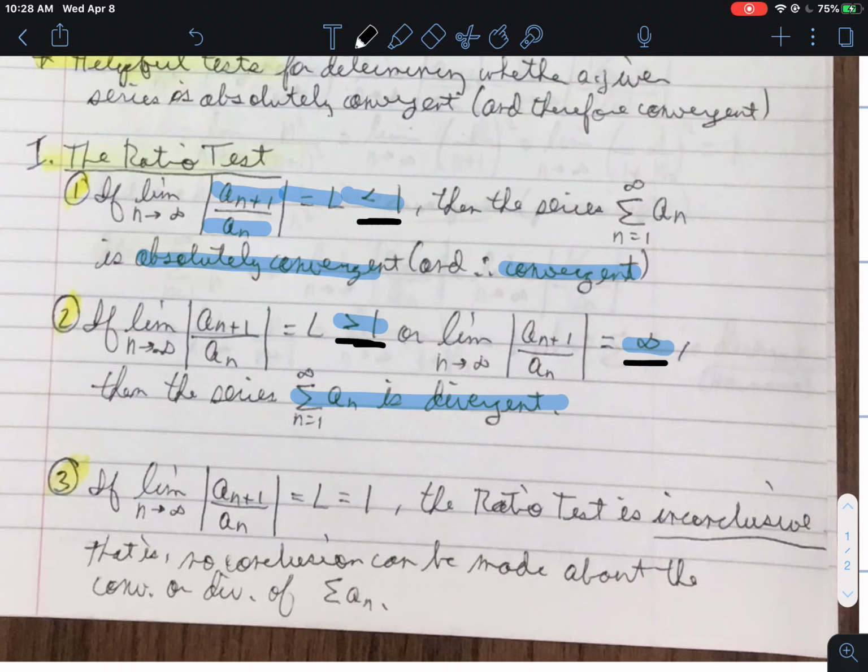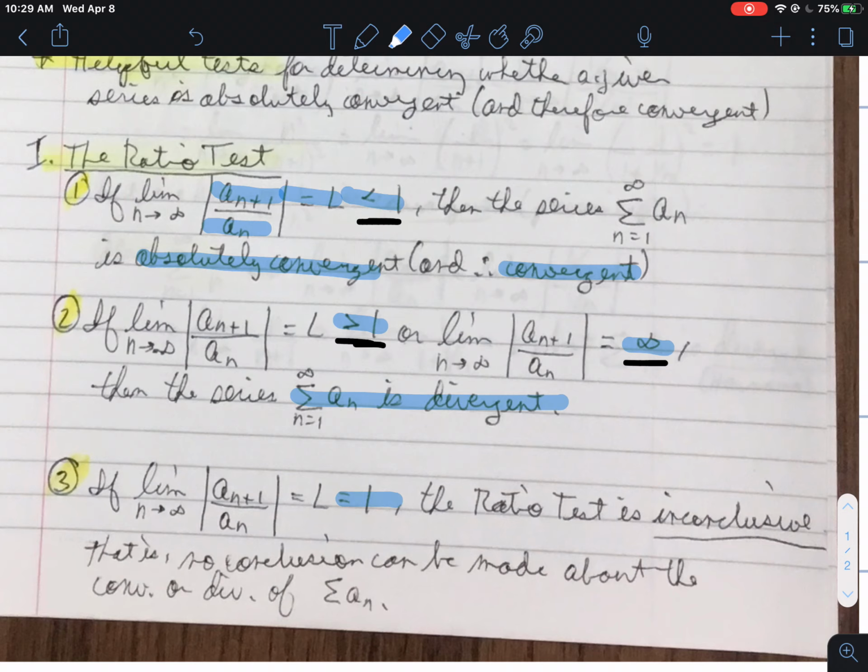Look at number 3. If that limit as n approaches infinity of the absolute value of a sub n plus 1 over a sub n is equal to L, which is equal to 1, then this test is inconclusive. So in other words, we can't use it. All right? So if the limit exists and is equal to 1, then this test tells us nothing about convergence or divergence of our series. It tells us nothing about absolute convergence of the series. And so as a result, we have to use some other tests.